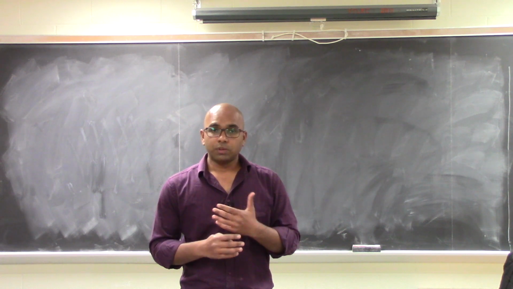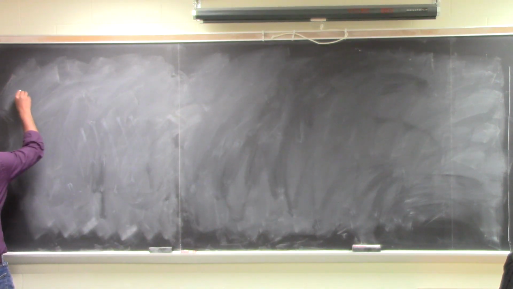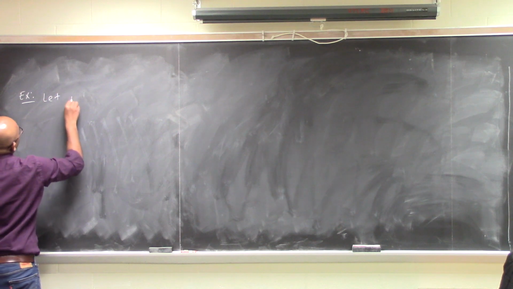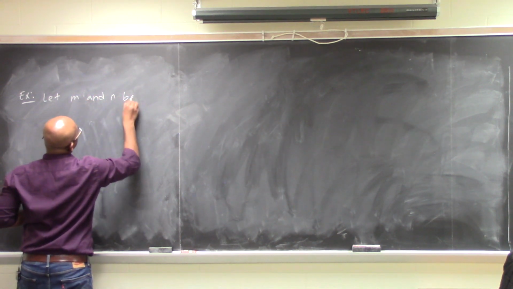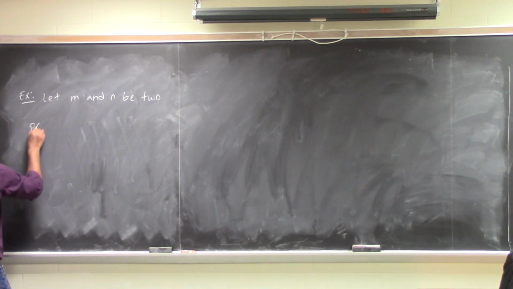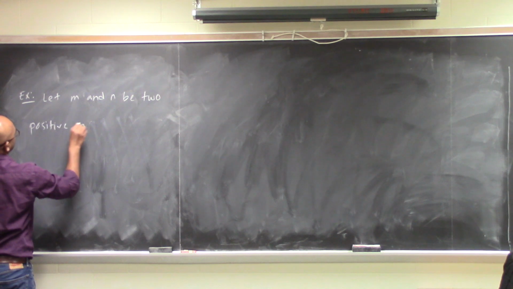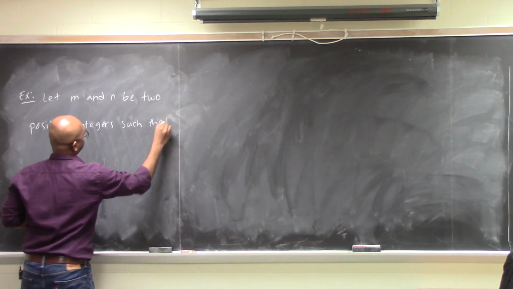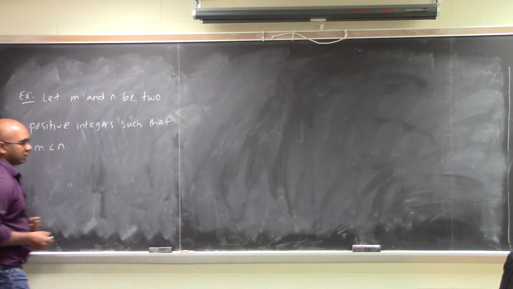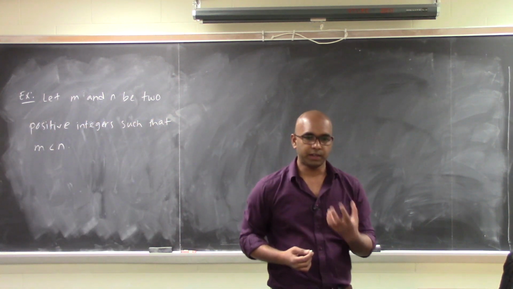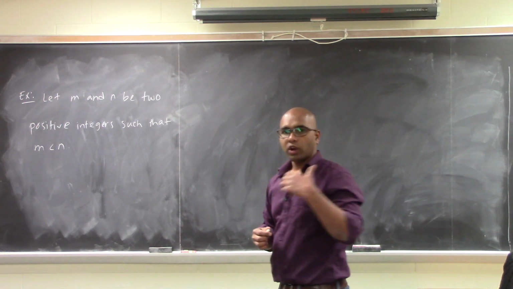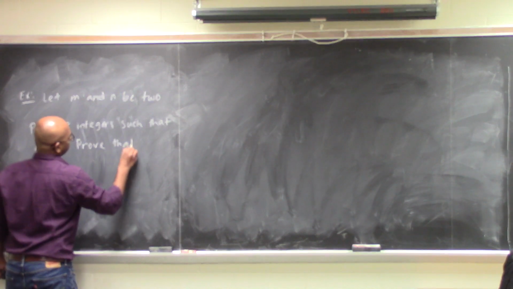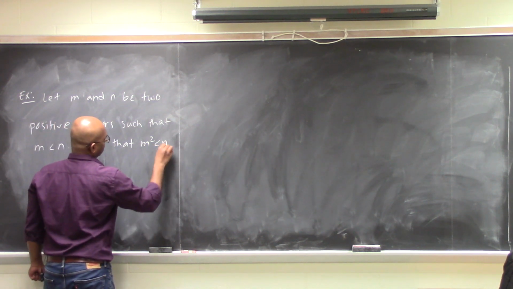Okay, so let me start with an example. Let's take two integers m and n. Let m and n be two positive integers such that m is less than n. Okay, so you have two positive integers m and n, and m is less than n. And then what you want to prove is this: show that or prove that m squared is less than n squared.